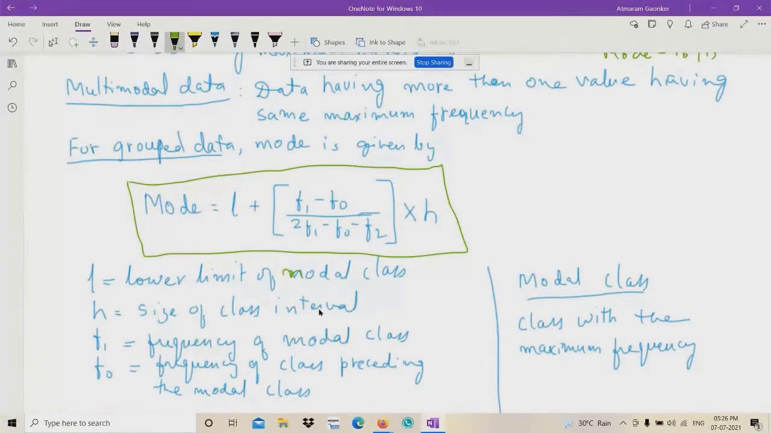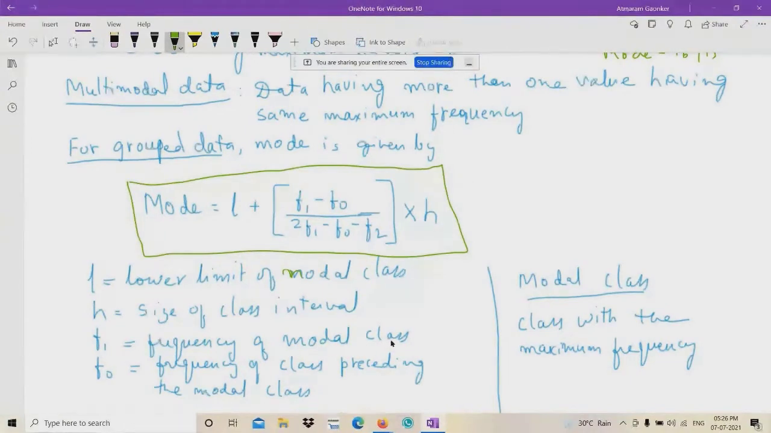H is the size of the class interval. You know height means size. Suppose the class is 40 to 50, then the class size is 50 minus 40, that is equal to the class size.